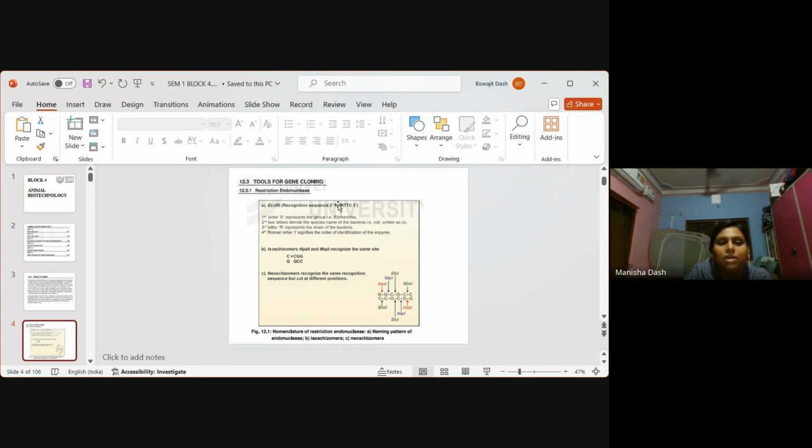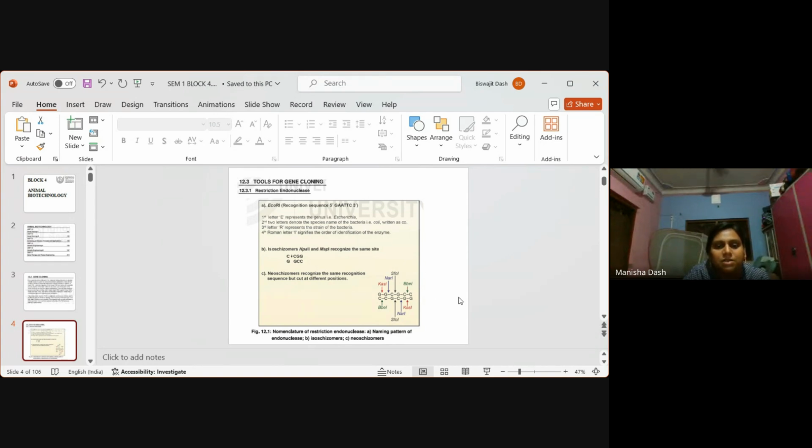Now, among endonucleases, we have a very specific type known as the restriction endonuclease. Restriction endonucleases are those enzymes which cut the DNA at specific sequences. They will recognize a particular sequence within the DNA and cut the DNA with respect to that particular sequence. The sequence is popularly called a palindromic sequence.